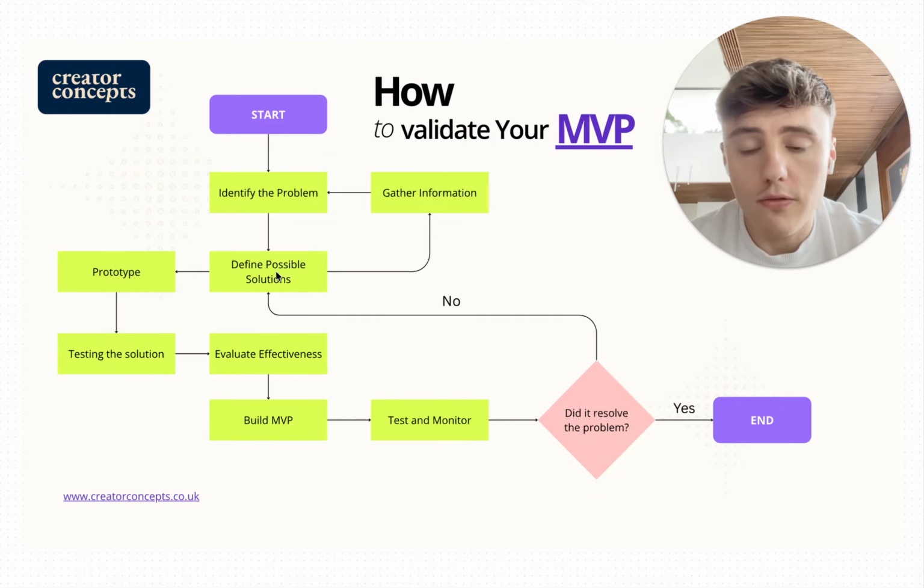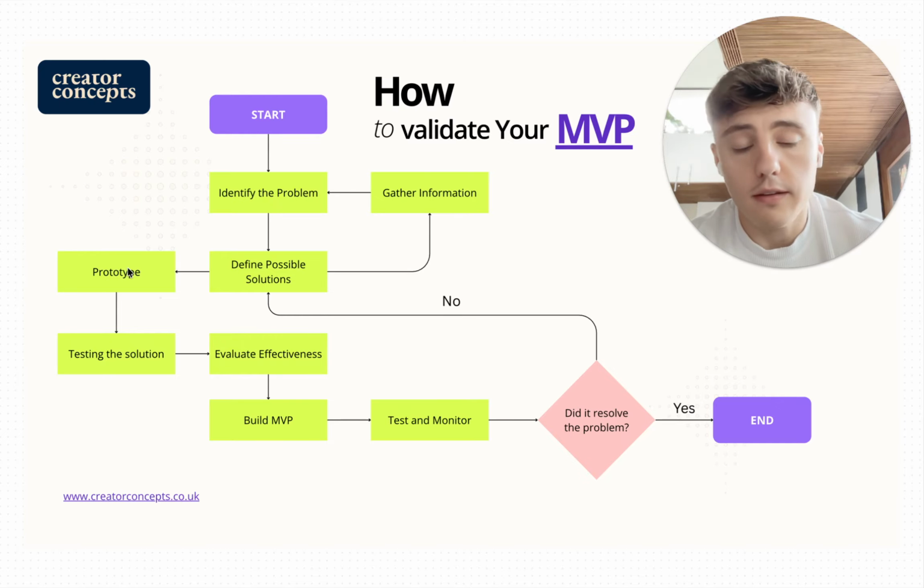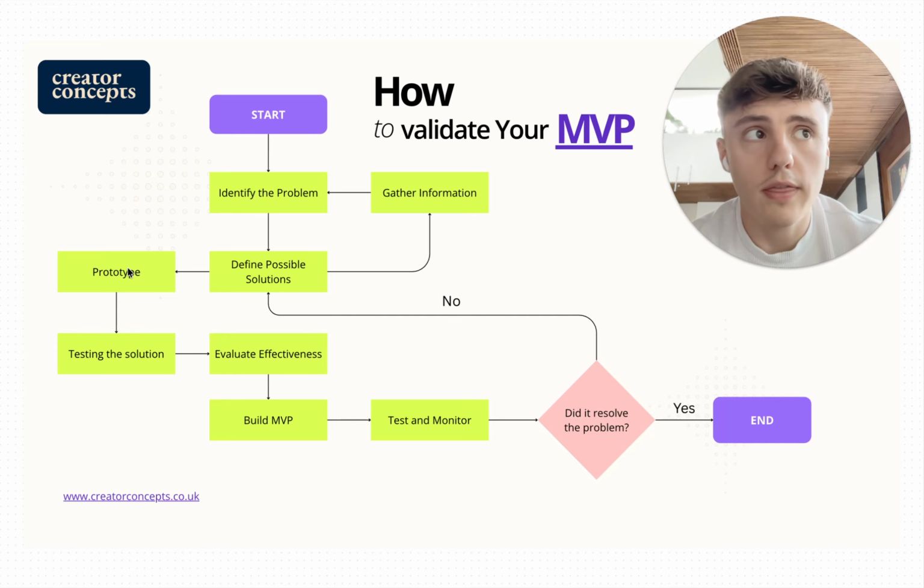So once you've done that and you've defined possible solutions, you want to put together a prototype. This is something that we do all the time for clients. We will look at that problem, come up with a solution with them, and then we'll put together a very simple prototype. That prototype is usually one or two features. We try and keep it as lean, as simple as possible. Anything more than one or two features maximum for a prototype just is too confusing.